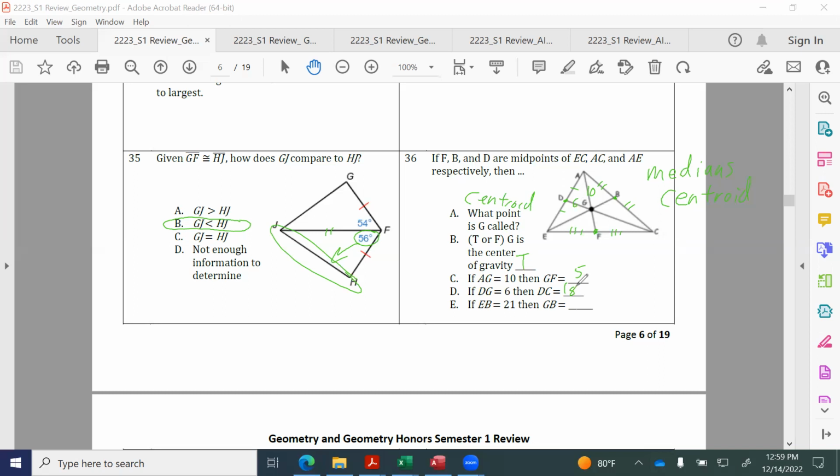What's BG? So the small piece is 1/3 the overall length. The whole thing is 21. What's a third of 21? 21 divided by 3 is 7. Yeah, I was right. All right.